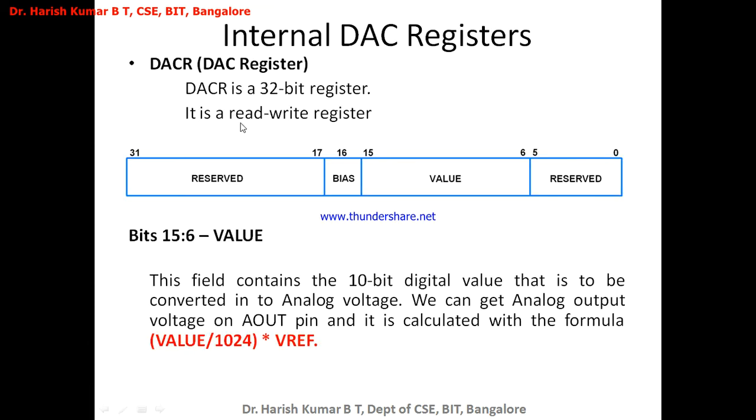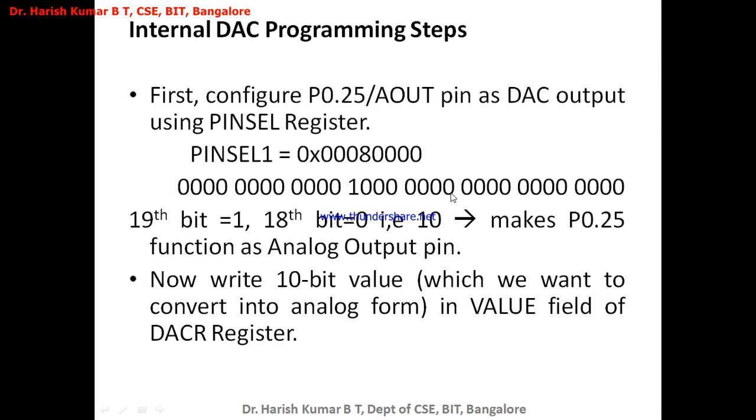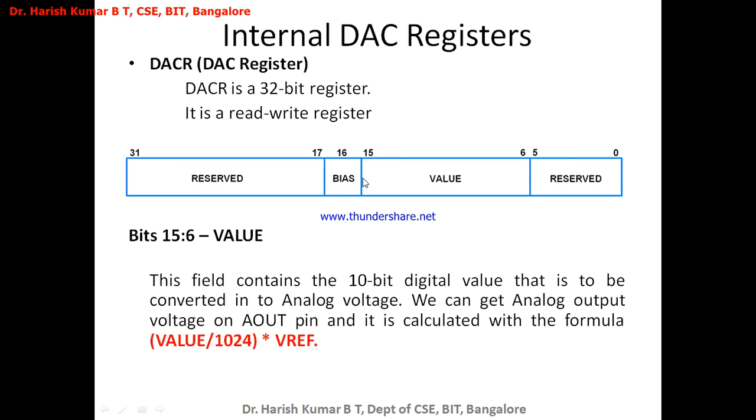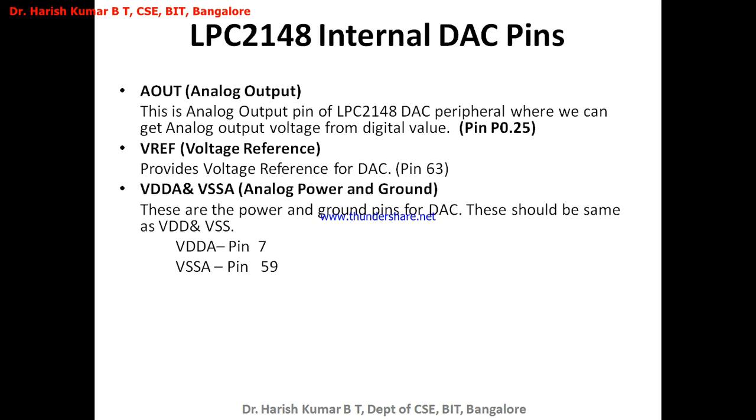So this is the register. I hope you understood. You have to remember this position: the 6th bit till the 15th bit of the DAC register is very important, because this is where you'll write the digital data that needs to be converted into analog data. So now, internal DAC programming steps. This is one important register that we use, and in this register you have to remember it is from the 6th bit till the 15th bit. Your digital data should be in this position. And another thing: what is AOUT? AOUT is P0.25. This is what you have to remember.